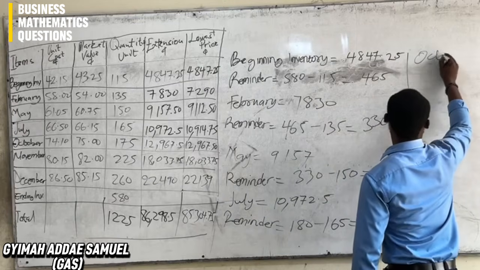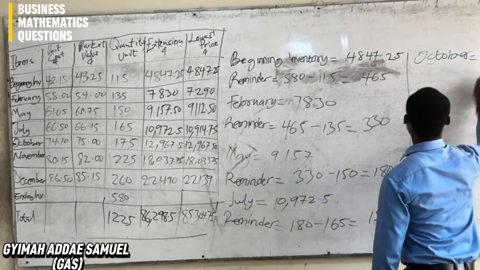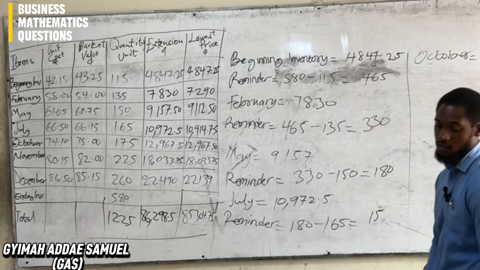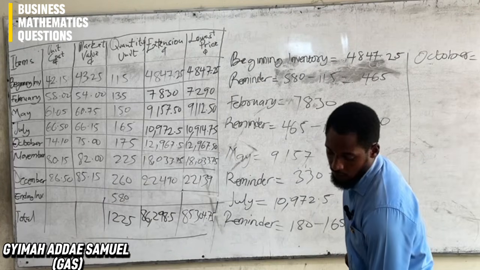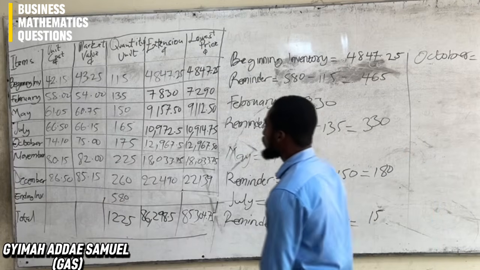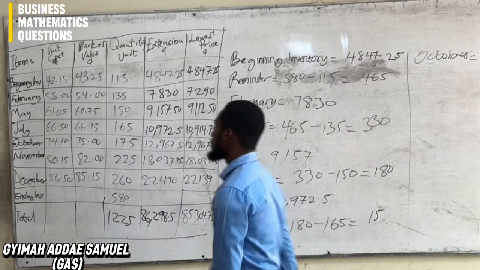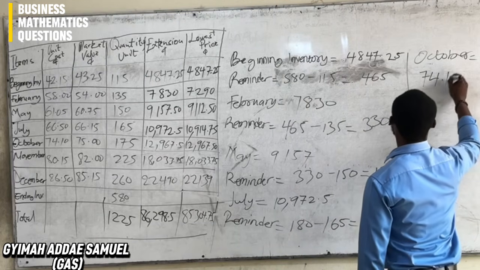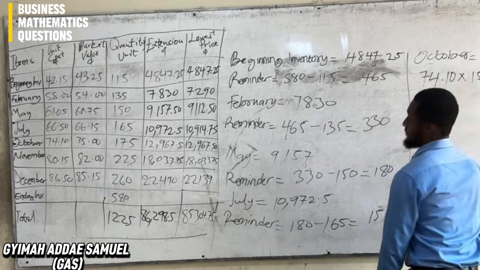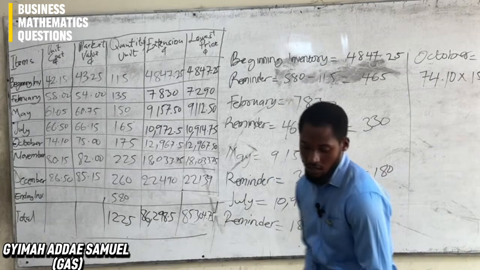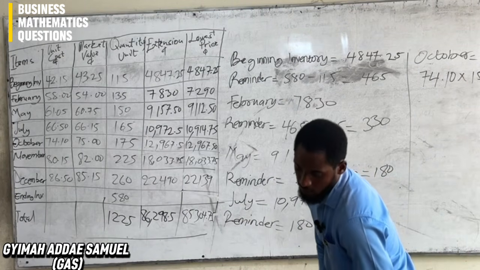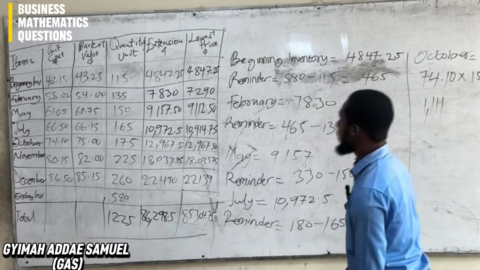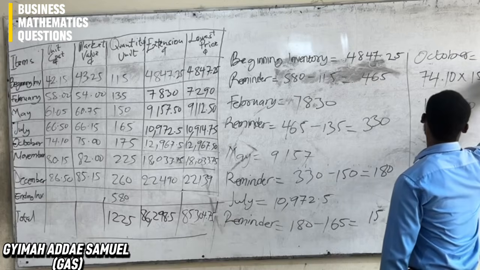We proceed to October. With the July, we have 15 left. So we multiply this 15 by the unit cost of October, which is 74.10, by 15, and you are getting 1,111.50.